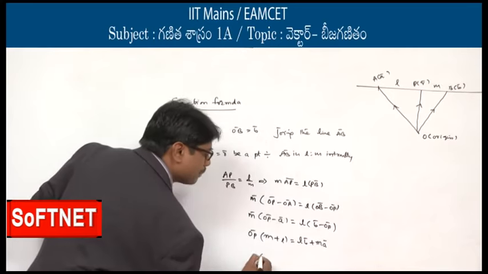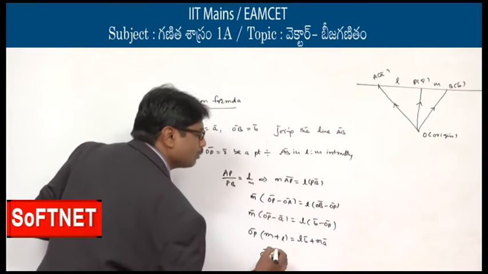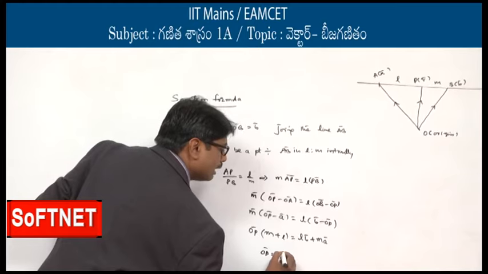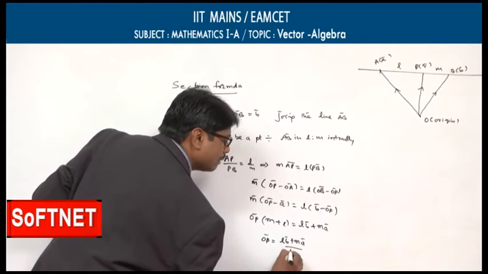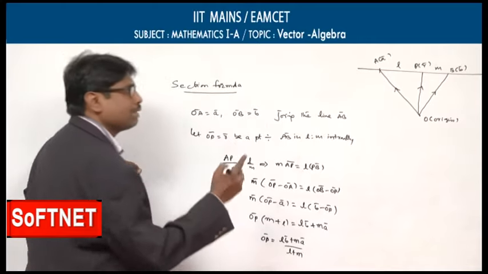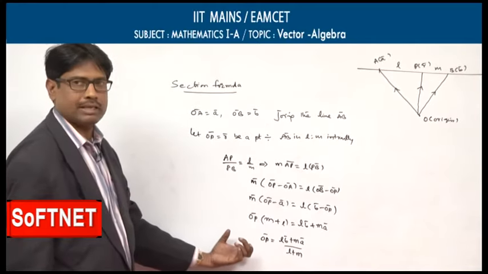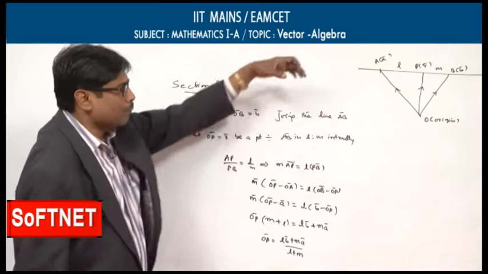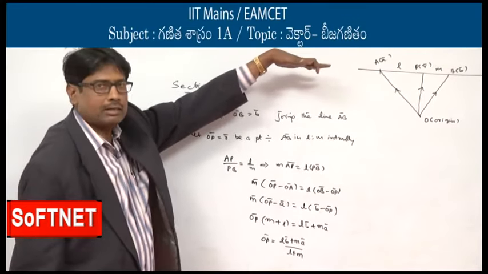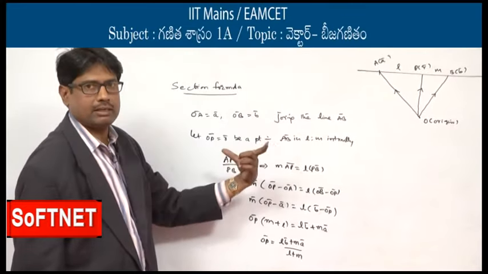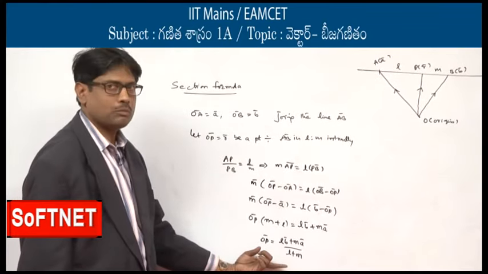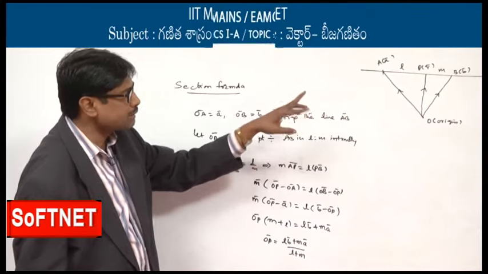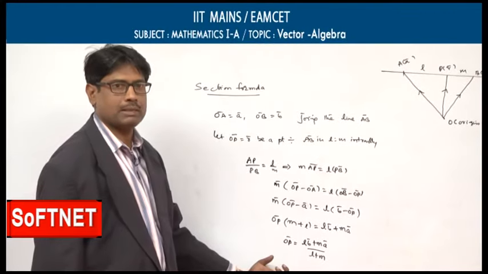Therefore, OP bar is equal to L times B bar plus M times A bar divided by L plus M. We know that L and M are real numbers, and they follow the commutative law. If the point P divides AB bar in the ratio L:M internally, then the position vector OP bar is equal to (L B bar plus M A bar) divided by (L plus M).